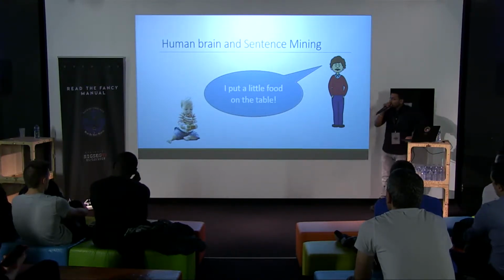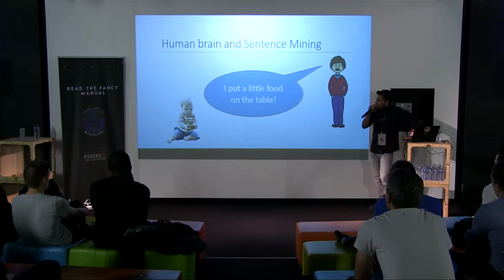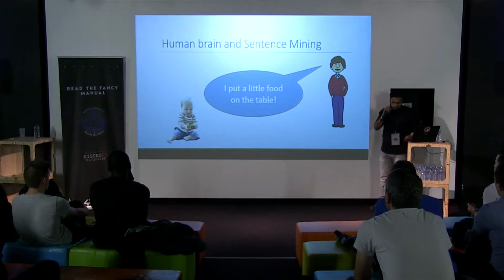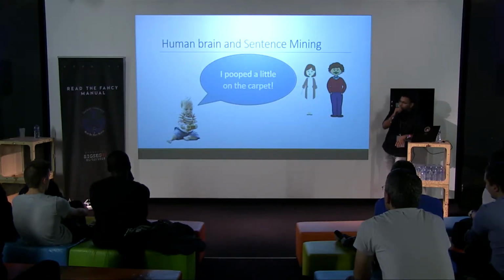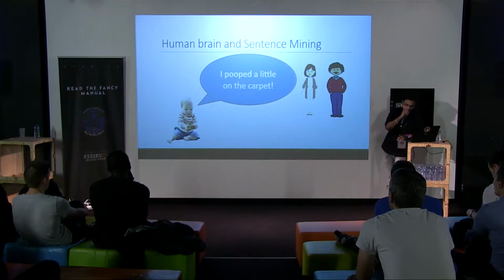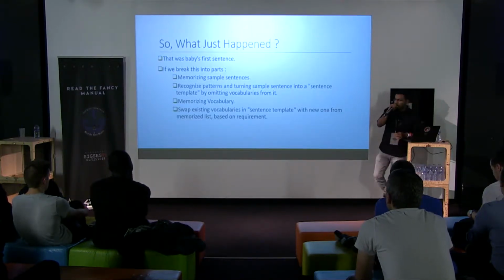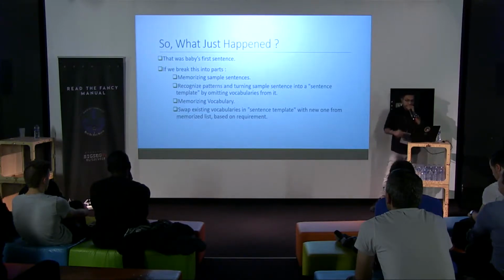Here's an example of a toddler. One day the toddler hears a sentence something like this: I put a little food on the table. And the next day it hears: I squeezed a little lemon on the avocado toast. The next day the baby automatically comes up with something like this. So what just happened here? That was the baby's first sentence.